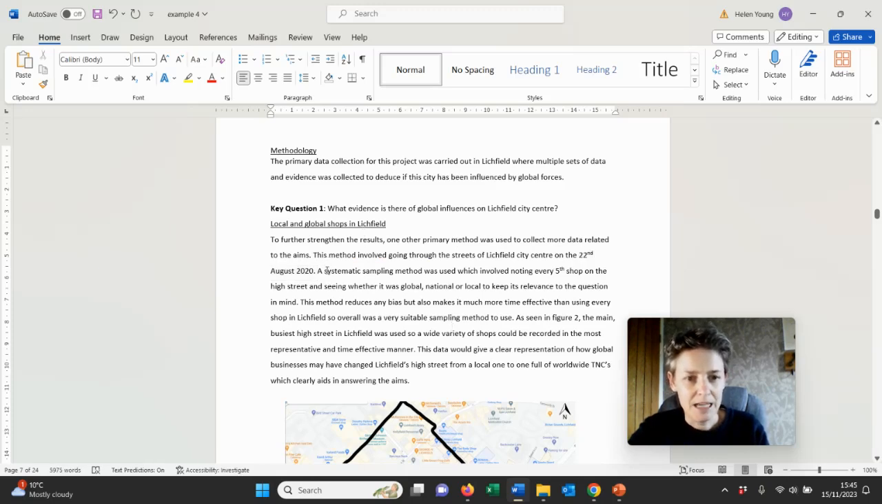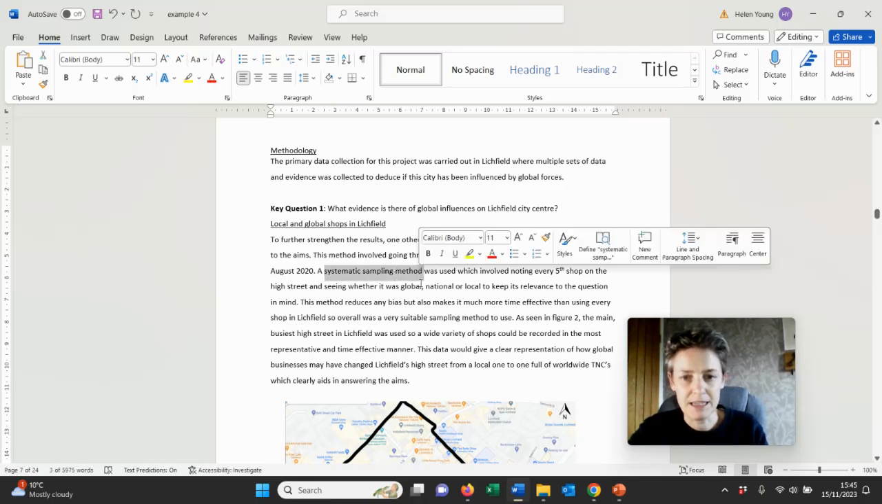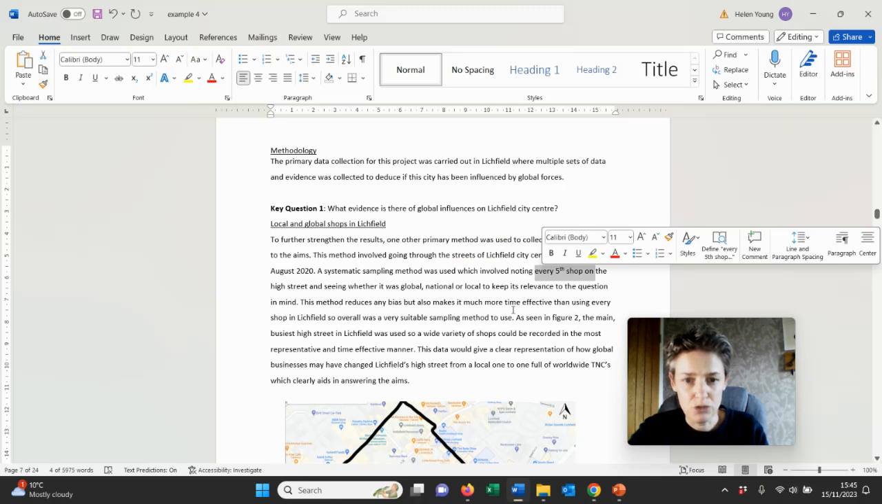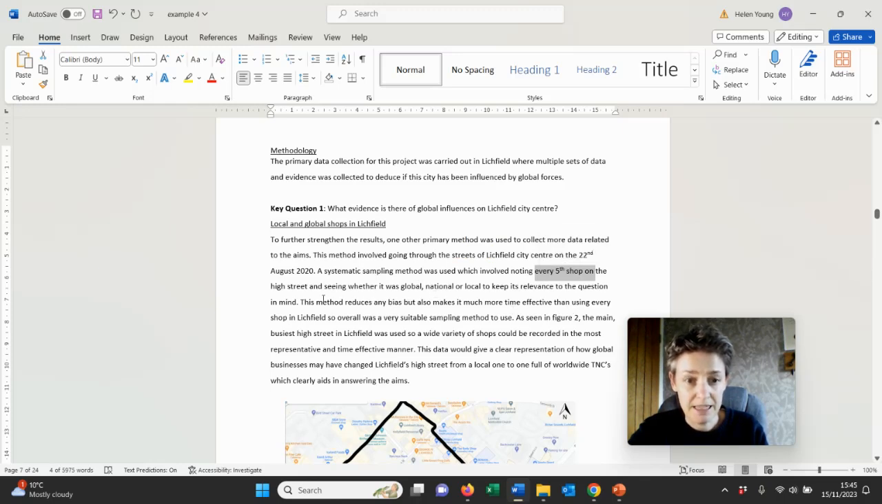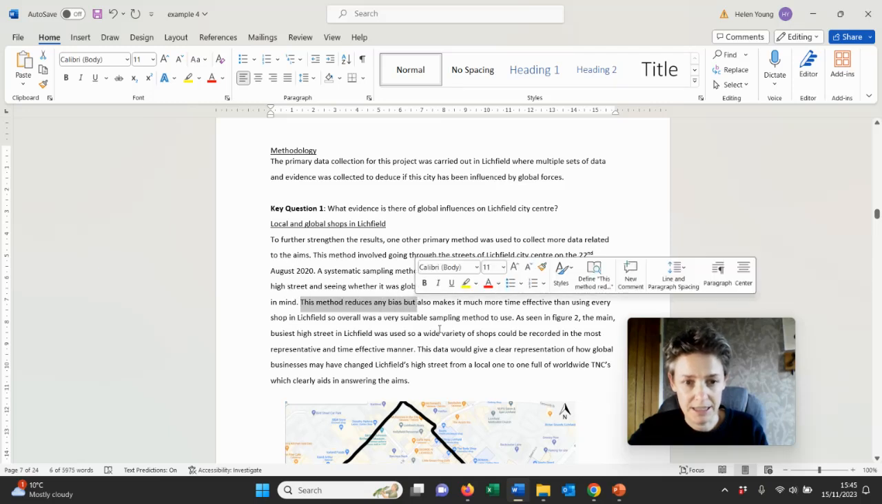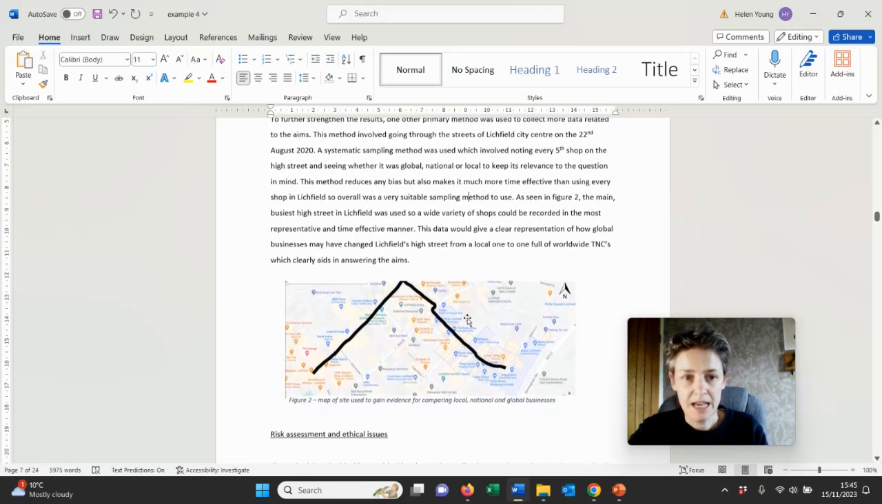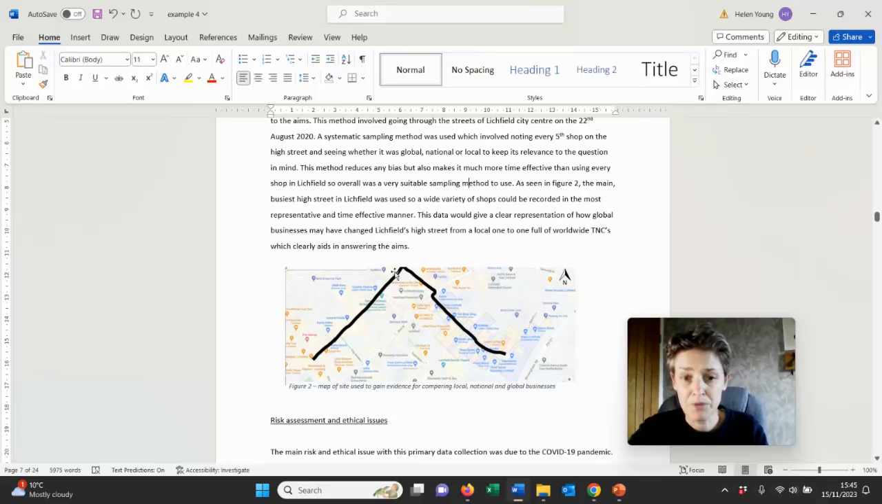Clearly. He's talked about sampling. He's used systematic sampling, and he said how it was systematic. And really importantly, he said why he did systematic. And you will get marks for that, so that's really good. He has given me a map of sites, so I know exactly where he went, and that's great.